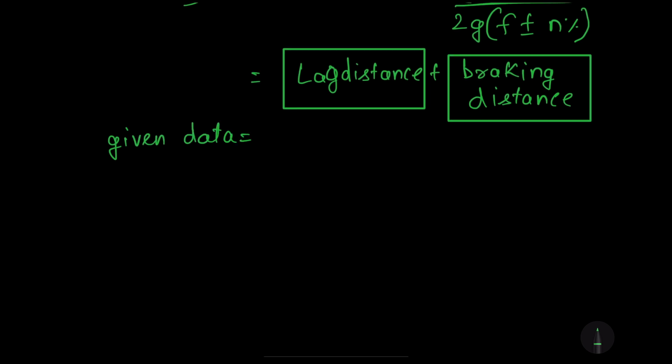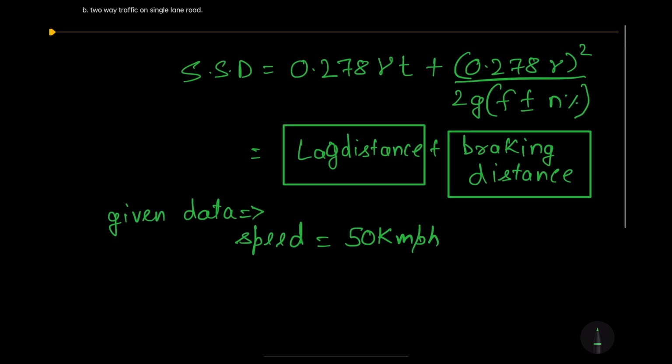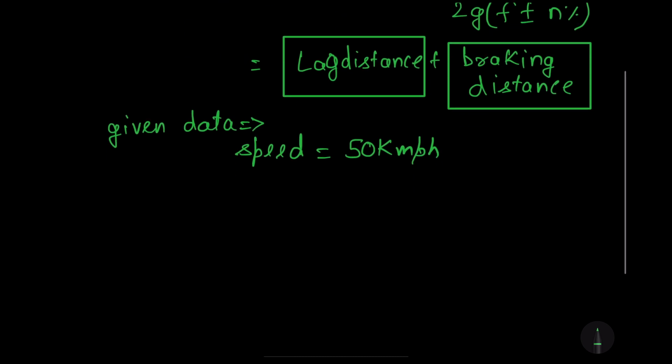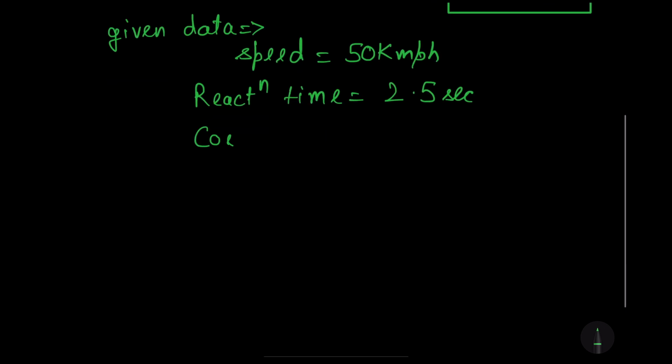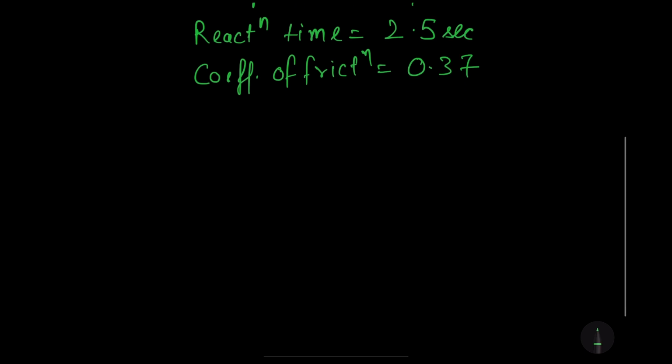Let us first write down the given data. We have speed, that is 50 km per hour. We'll use the speed directly in this formula. Then next is reaction time, which can be taken as 2.5 seconds. Then there is the coefficient of friction. Since it has not been given in the question, let us assume it to be 0.35, or in fact let us assume it to be 0.37.